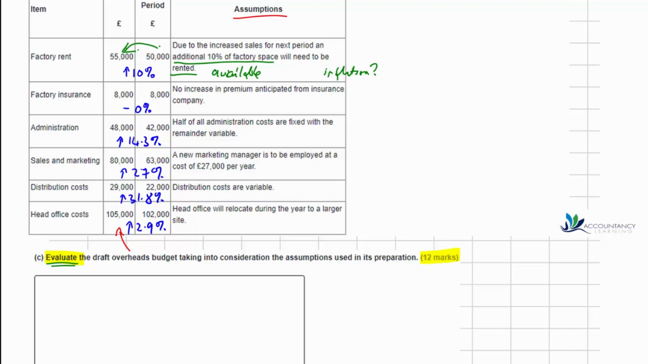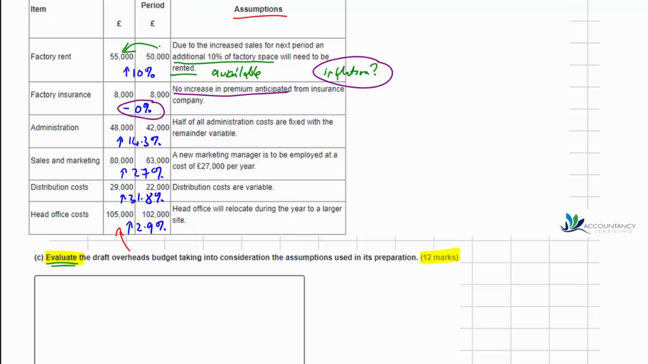Now, for factory insurance, they assume that there's no increase in premium anticipated, which seems unrealistic. If we're going to be making 15% more things, then we're going to have 15% more inventory sitting around in the factory on average, and therefore the cost of insuring that inventory is going to be higher. So that 0% increase seems unrealistic given that we're going to be making more things, and also seems to ignore that there would be inflation for insurance. So again, this 8,000 seems to be understated.